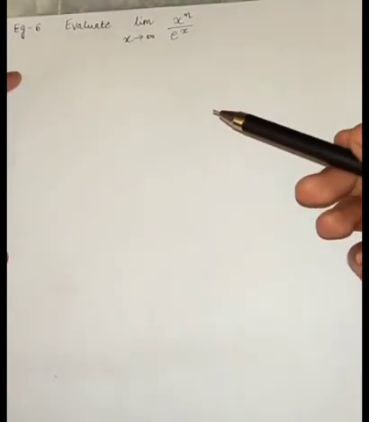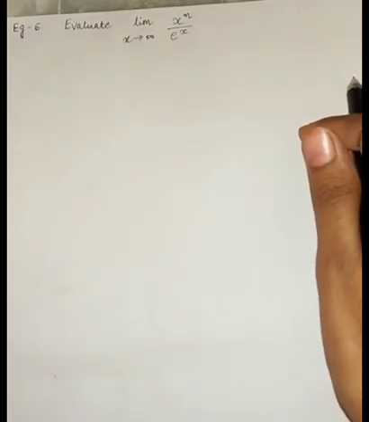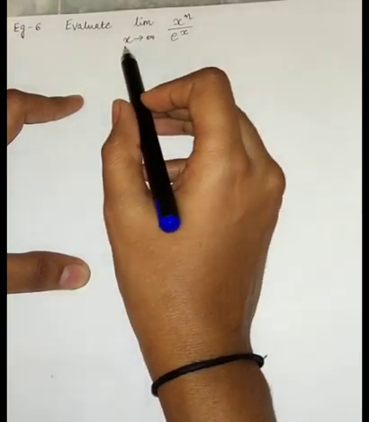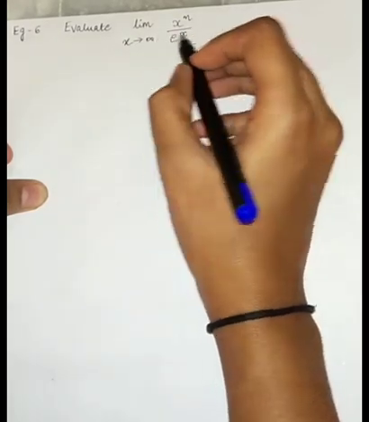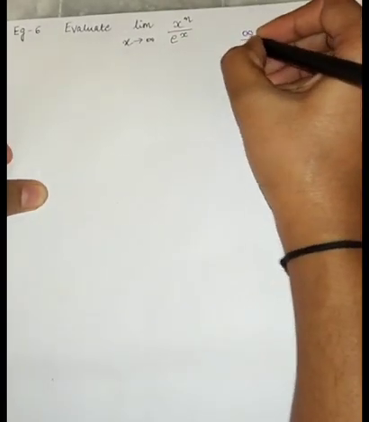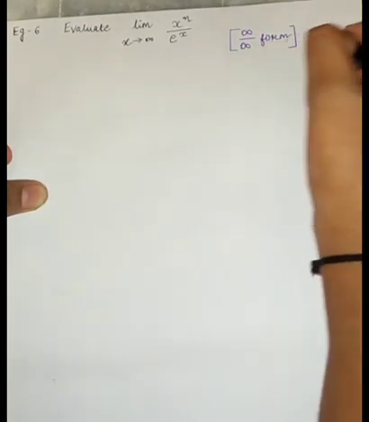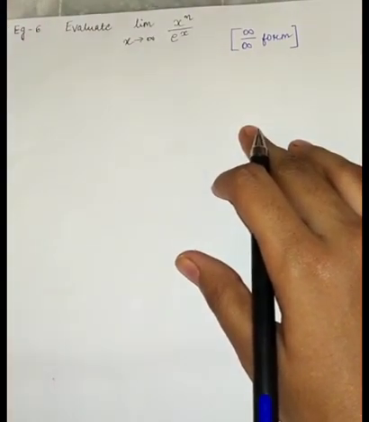So our next example is evaluate the limit as x tends to infinity of x raised to n upon e raised to x. First of all, we will check whether it is in the indeterminate form or not. So for that, we will substitute this limit in this equation. Here we get infinity by infinity form. So we can say that this equation is in the indeterminate form and we can apply L'Hospital's rule here.